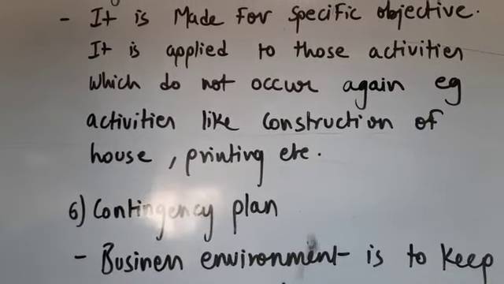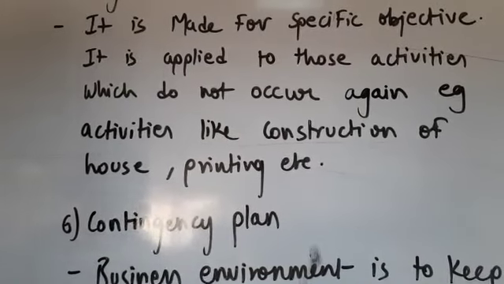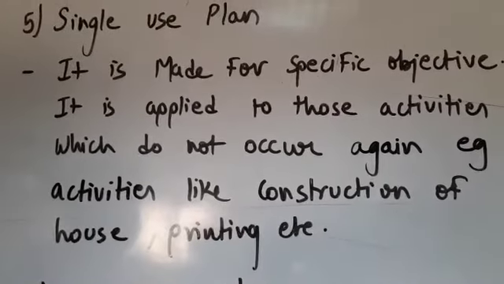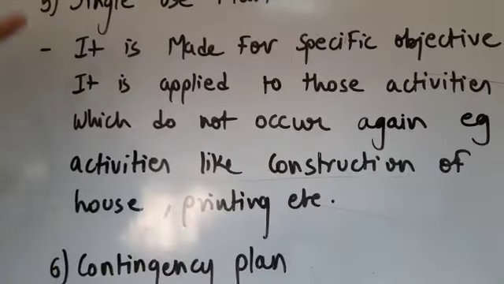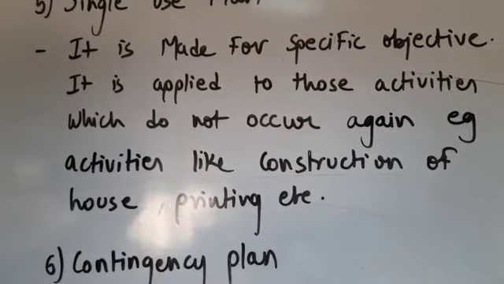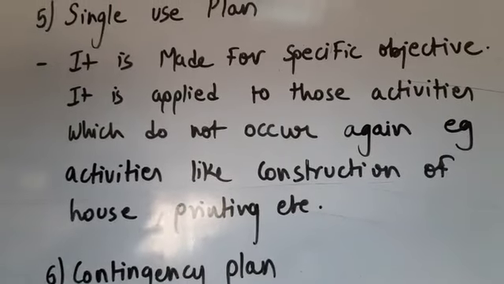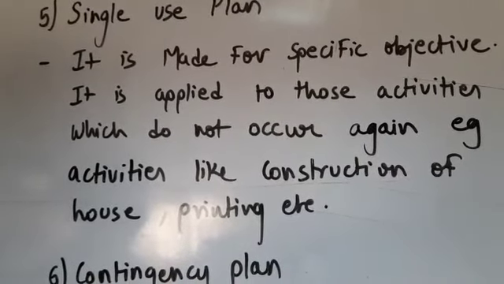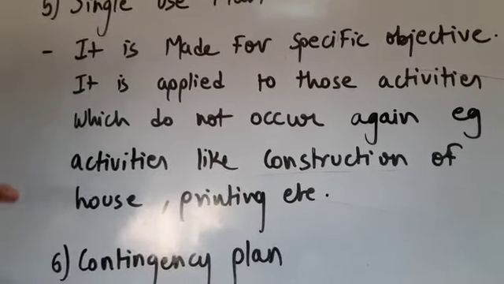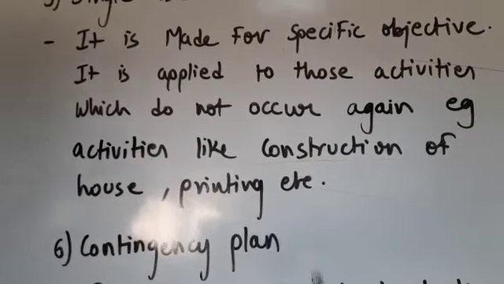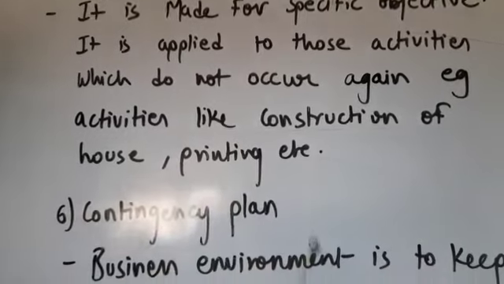Suppose once we are done with the construction of a house, we do not construct a house on an everyday basis. We construct it once and then it lasts for a longer period of time. So constructing a house, a building, or a factory is a single use plan. It is prepared for a single purpose, and after that purpose is over, the plan is over.